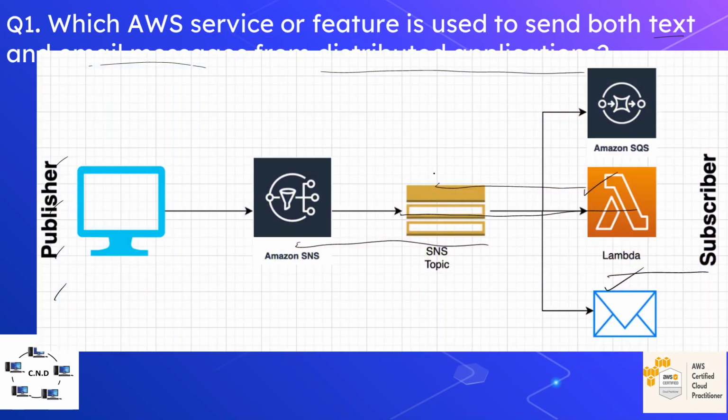And this is a visual representation of the Amazon SNS service. Here we have the publisher, and suppose the publisher sends a notification. It is done through Amazon SNS, and the relevant topic is selected, and then the notification is sent either through email, or through Amazon SQS or Lambda services, to the subscribers.